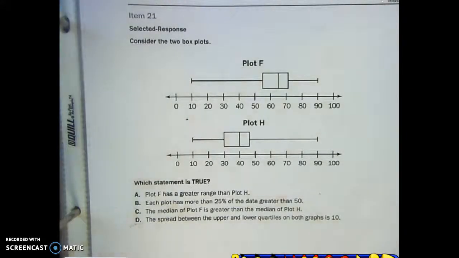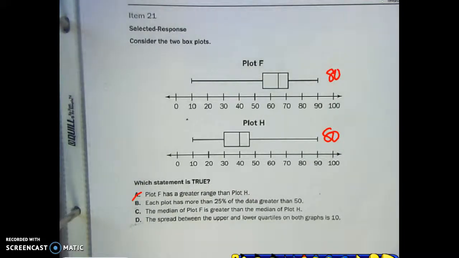All right, number 21, consider the 2 box plots. Which statement is true? Plot F has a greater range than plot H. To find a range, you find the upper extreme and subtract the lower extreme. 90 minus 10 is 80. That is not true. They are the same.